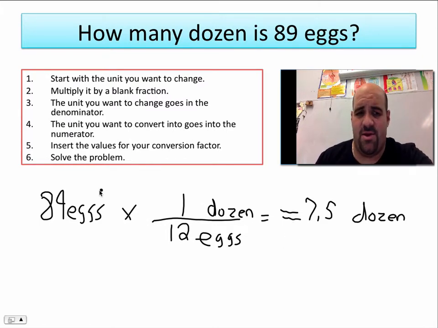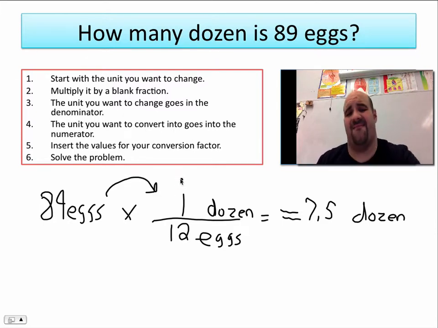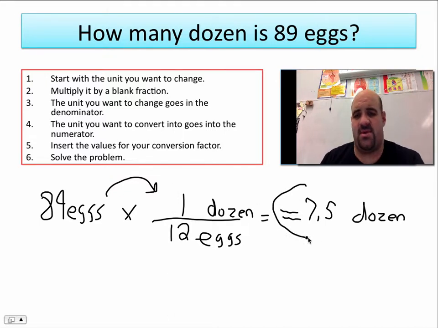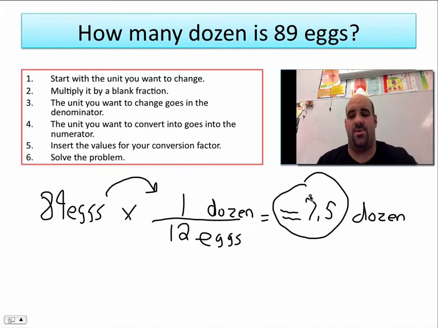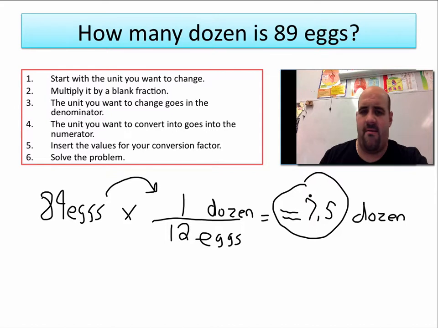If you put that in your calculator, you're going 89 times 1 is 89. 89 divided by 12. So you take 89 divided by 12. And you'll get an answer very close to this. If you had a calculator, you get an exact answer. I don't have one in front of me, and I don't want to stop the video for that.